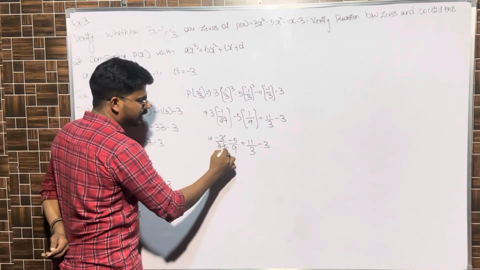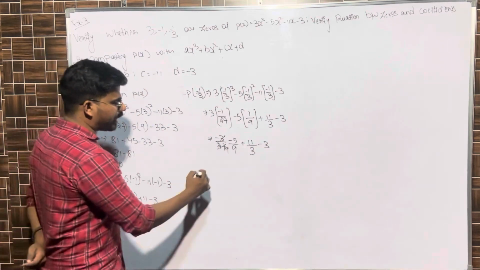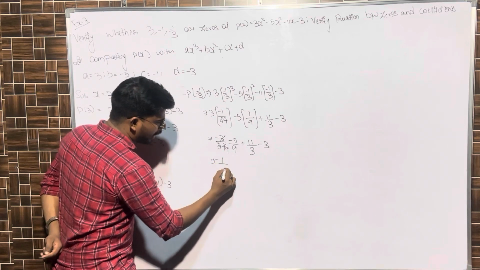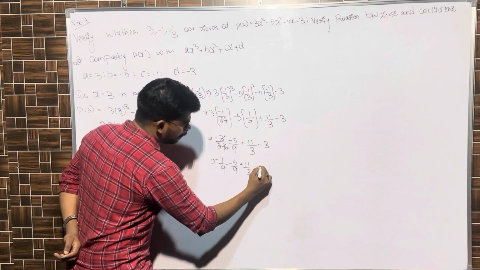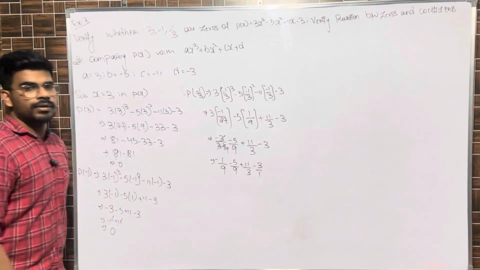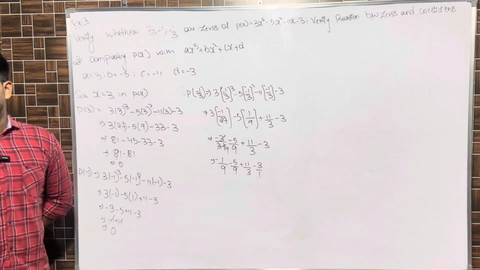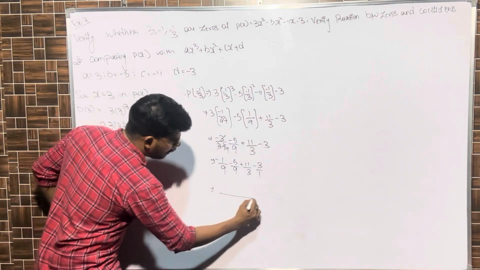3 1s are 3, 3 9s are 27. We can write it this way. So it is minus 1 by 9 minus 5 by 9 plus 11 by 3 minus 3 by 1. I'll take the LCM. LCM is 9.